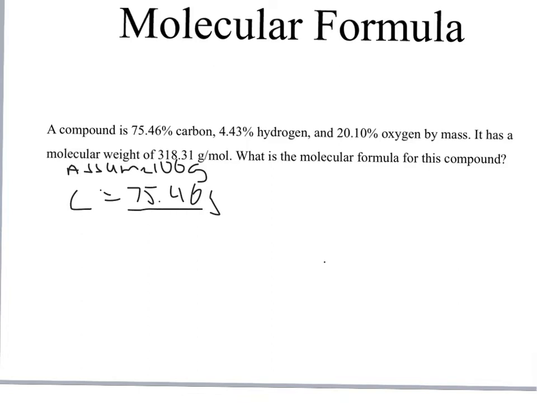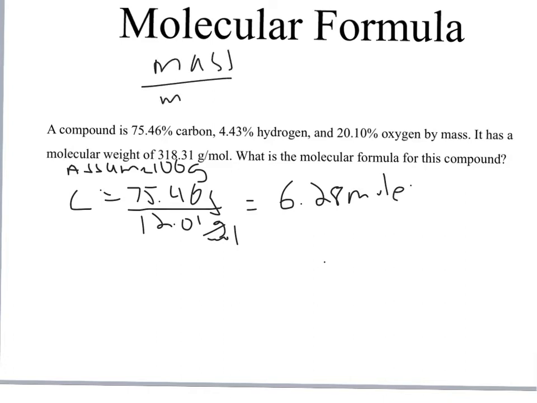So we're going to divide through by the molar mass. Molar mass of carbon is 12.01 grams per mole. And we're going to get a calculation that equals 6.28 moles. Okay, because we're still dividing mass divided by molar mass. And that equals moles.